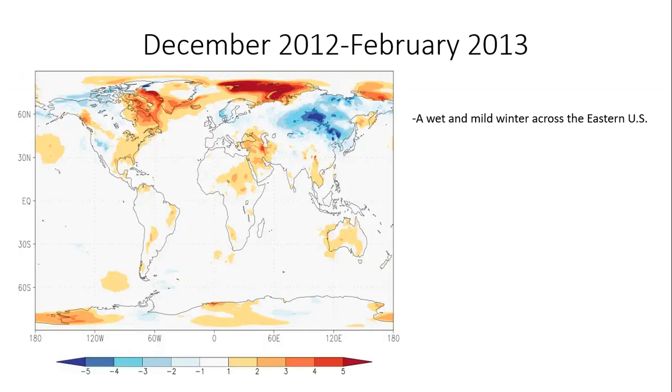Now we're moving on to December 2012 to February 2013. This was a wet and mild winter across the eastern U.S. You're looking at the global temperature anomalies on the left in degrees Celsius. Very cold over central and eastern Siberia. But again, that warming continues across parts of the Arctic Ocean area, north of the Siberian continent. And then you have warmer temperatures in this particular winter across the eastern U.S., up into New England, up into parts of northeastern Canada towards the North Pole.